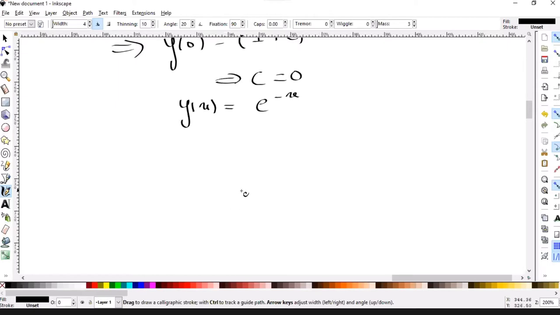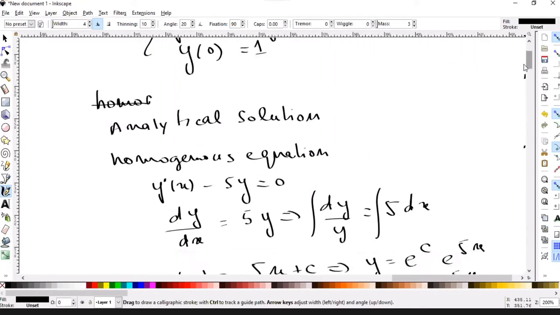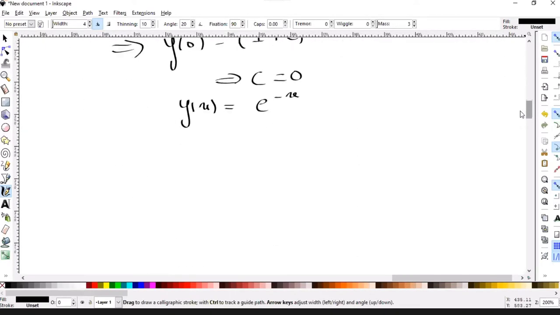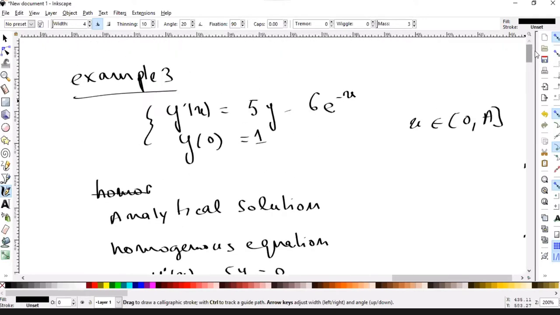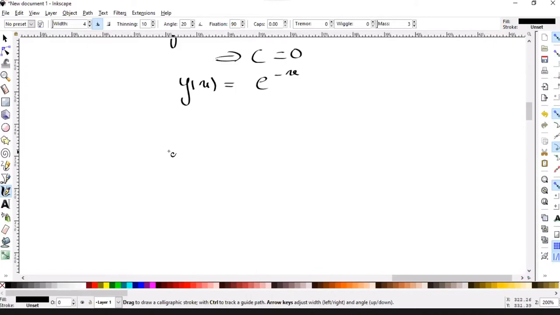So now let's see. We can verify if this is a Lipschitz function. Okay, so did I give an interval here? Okay, so let's say the interval is x 0 some quantity a.